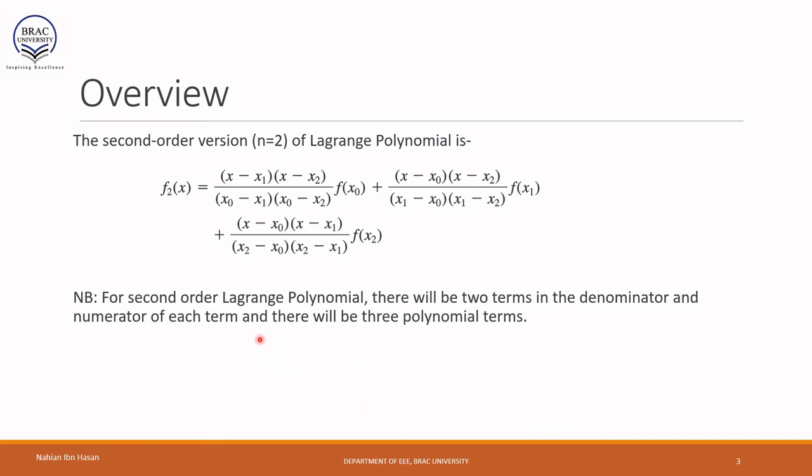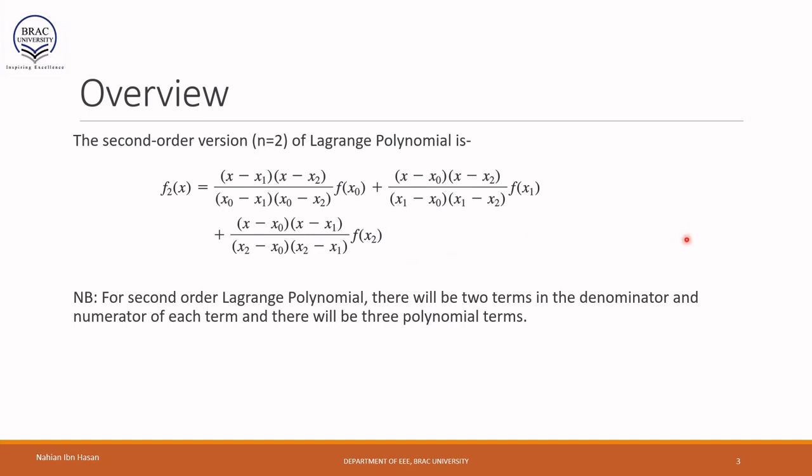So for second order Lagrange polynomial, there will be two terms in the denominator. Look at this, in the denominator there are two terms. In the first order case there was one term, but now there will be two terms, and in the numerator we will also have two terms, and there will be three interpolating terms.